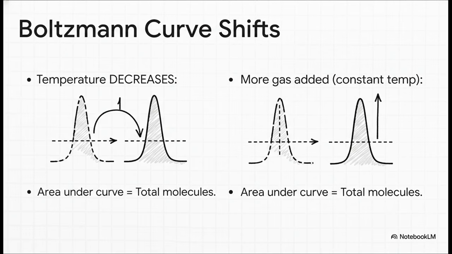And these shifts, this is what examiners love to test. So let's look at that first point. If you decrease the temperature, the peak shifts to the left, to a lower energy, and it gets taller. Why? Because the total number of molecules hasn't changed. Now, for the second point, what if you add more gas but keep the temperature the same? Well, the peak's position doesn't move, but it gets higher because you've literally increased the total area under the curve.